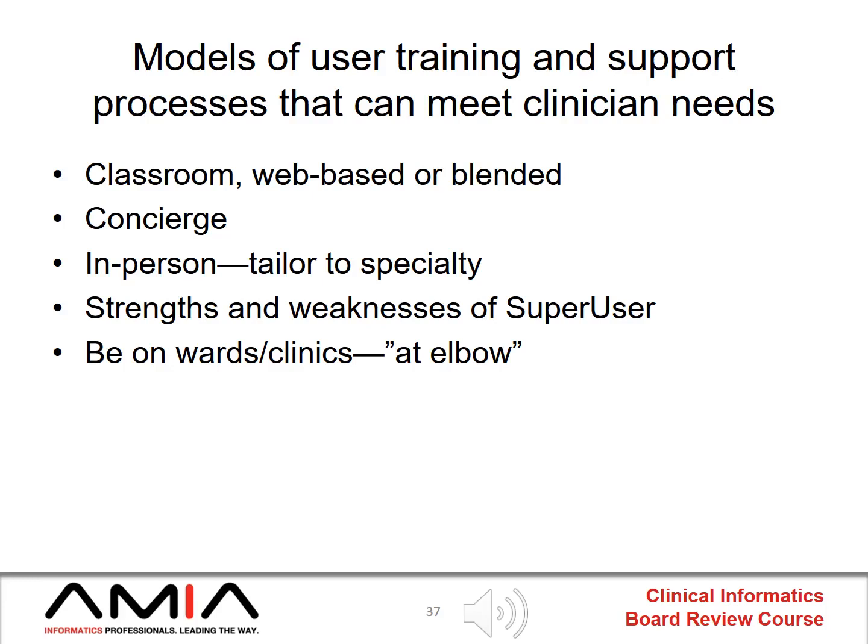The weaknesses of this approach are that often the people selected or volunteering to be a super user are also in demand for their clinical role. So they may not have the time to devote to this purpose that everyone would hope that they would. I mentioned earlier that it's very important to be physically present at the elbow as much as possible, so that problems are recognized and rapidly addressed, or training needs are addressed quickly.